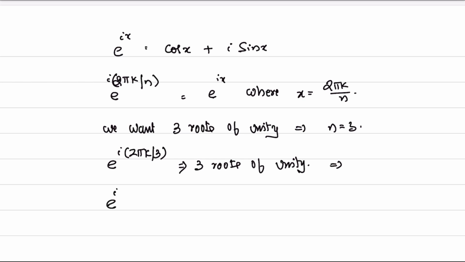Here e to the power of i into 2 pi, what is it? Cos 2 pi plus i into sin 2 pi, from the formula e to the power of ix is equal to cos x plus i sin x. Because cos 2 pi is 1 and sin 2 pi is 0, that is equal to 1. So e to the power of i 2 pi is equal to 1. That means e to the power of i 2 pi by n, what does it mean? Where n is equal to number of roots.